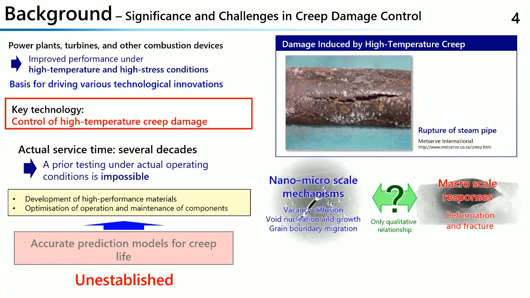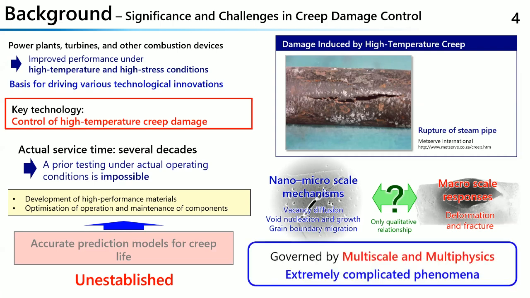This is because creep phenomena are derived from nano and micro scale mechanisms such as vacancy diffusion, void growth, and grain boundary migration, and result in macro scale responses such as deformation and failure. This quantitative relationship has not been clarified yet. So the creep phenomena is governed by multi-scale and multi-physics, which is extremely complicated.